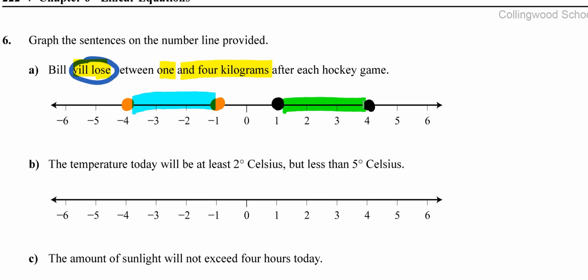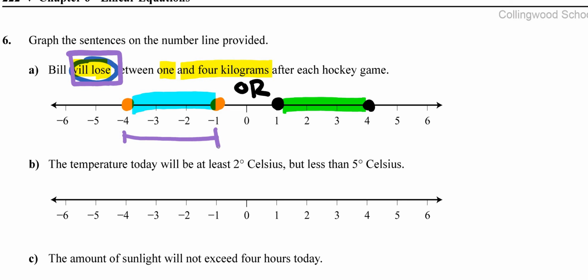But these are two answers that I think are quite acceptable for this problem. I think most people know that weight is a positive expression, so that could be illustrated by the green number line. But if you read the word lose, you can also translate that with a negative expression. So this answer right here is also totally fine for 6A.